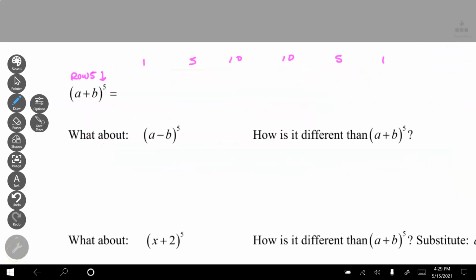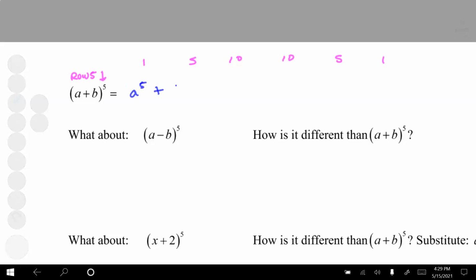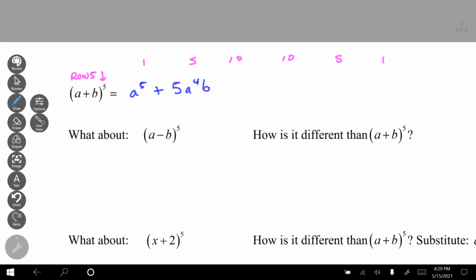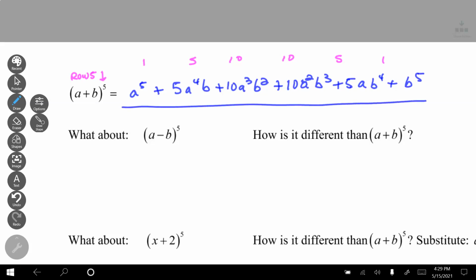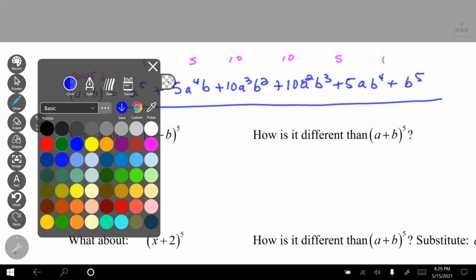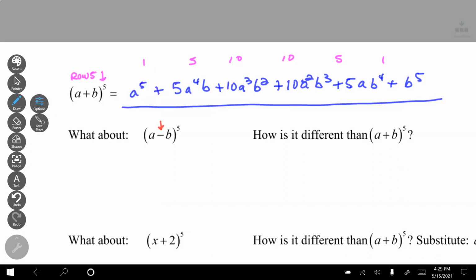So, a plus b to the 5th, I have to do the 5th row: 1, 5, 10, 10, 5, 1, and I'm going to get 1, a to the 5th, plus 5, a to the 4th, b to the 1st, plus 10, a cubed, b squared, plus 10, a squared, b cubed, plus 5, a to the 1st, b to the 4th, plus 1, b to the 5th, and that's my final result. So my question is, how does a minus b to the 5th differ?